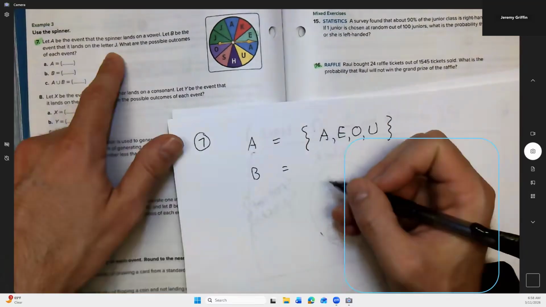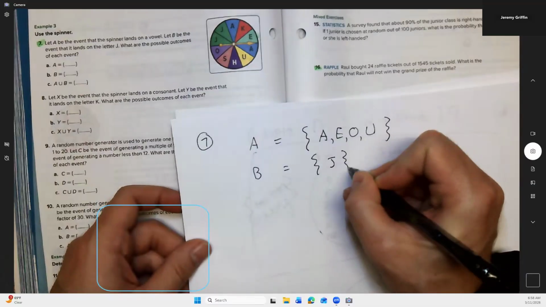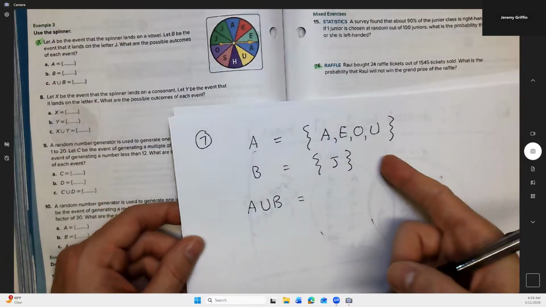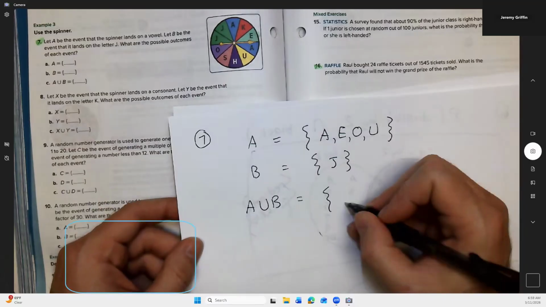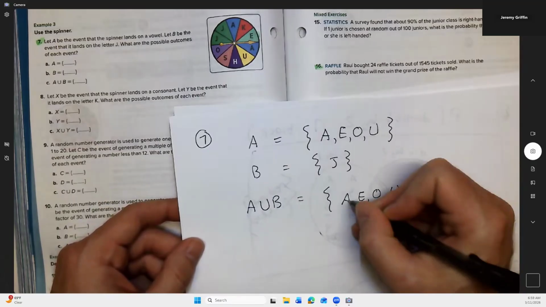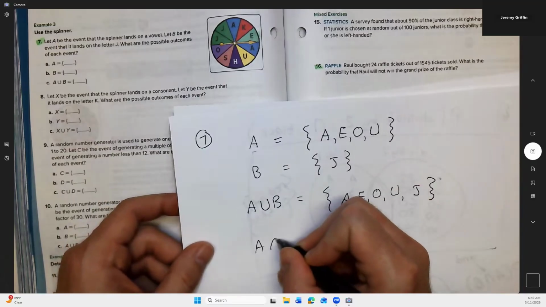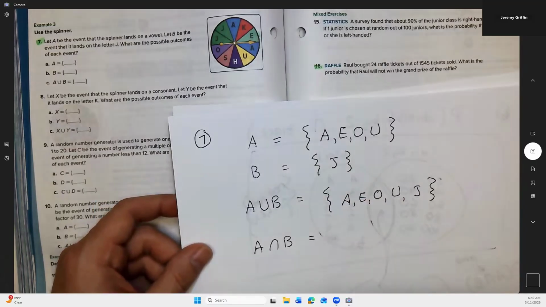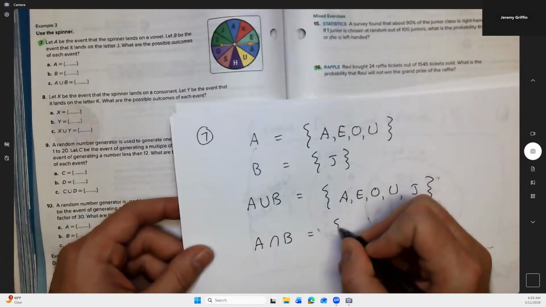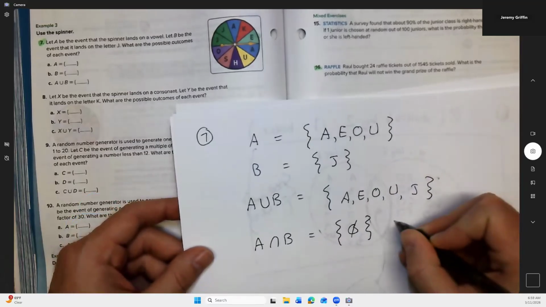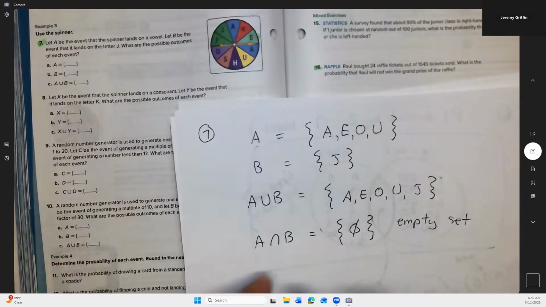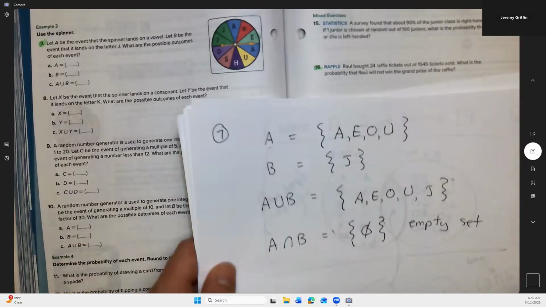Event B is lands on the letter J, which is obviously only the letter J. So what is A union B? Well, if it's either a vowel or the letter J, then it could be any of those. It could be A, E, O, U, or J. Finally, what is A intersection B? Well, there is no intersection between vowels and J because J is not a vowel. So I would say this is the empty set. There is no J vowel. That's probably why your book didn't ask it. Okay, let's do one more.